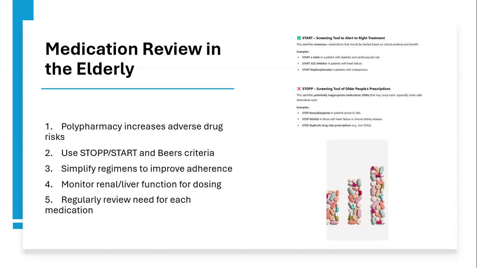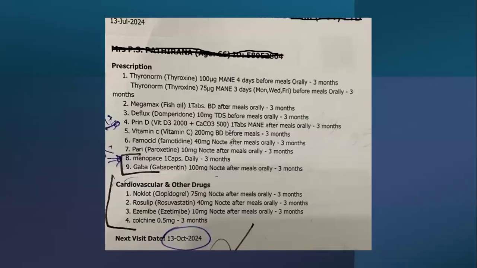And always try to simplify the regimen to improve adherence. Rather than giving a medication 3 times daily, if you can give it once daily or twice daily, that would help the patient, because most of the time the middle dose will not be taken by the patient. And also you'll have to monitor the renal and liver functions for dosing, because elderly people are not the same as young people, and we need to do this regularly for each medication, right? So you have to do all this when it comes to elderly people.